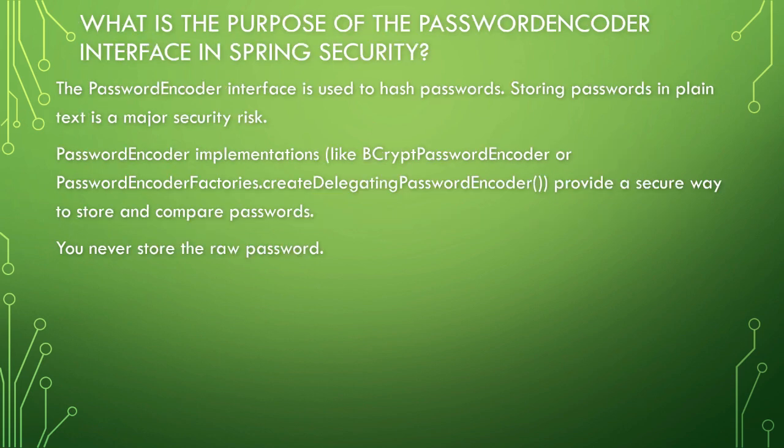Now, what is the purpose of the PasswordEncoder? We already discussed: this is an interface which is used for hashing the password. Earlier you used to store the password in plain text, which is a major security risk. By implementing a PasswordEncoder like BCryptPasswordEncoder or PasswordEncoderFactories, which gives a DelegatingPasswordEncoder, you get a secure way to store and compare the password as well. So make sure you never store your password in plain text. It has to be encrypted.